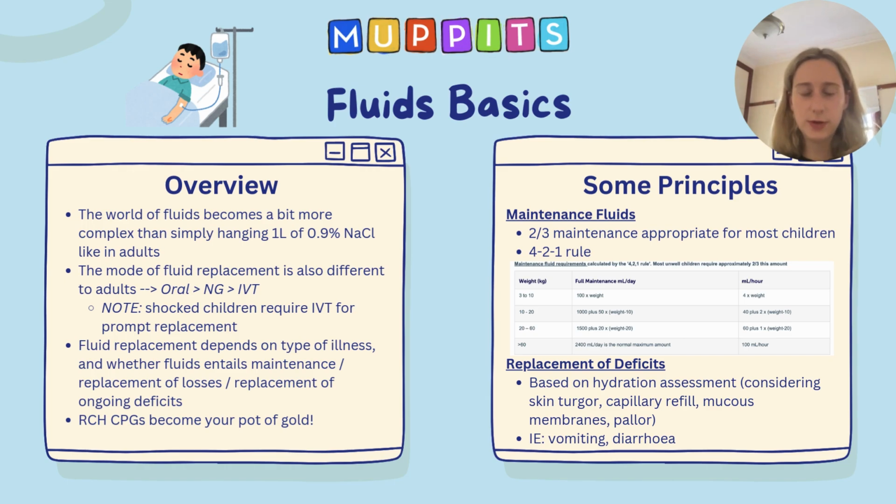So I'll just touch on some fluids basics now, because I guess in adult land, we're all used to fluids just being hanging a 1 litre bag of normal saline. But in kids, it becomes a little bit more complex than that. And compared to adults where we'd go for IV therapy first, if oral fluids isn't enough, in kids we'll go to nasogastric therapy first before going to intravenous therapy. But if kids are shocked, that will mean that they need IV therapy to quickly replace the fluids as well.